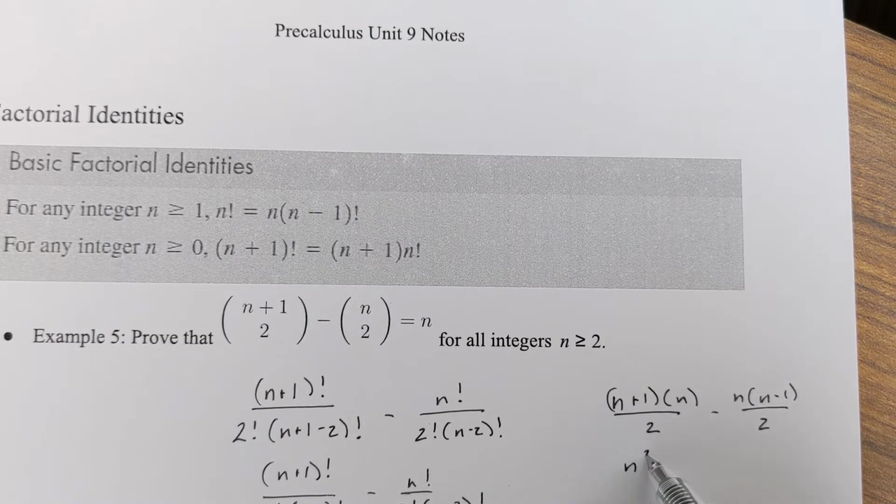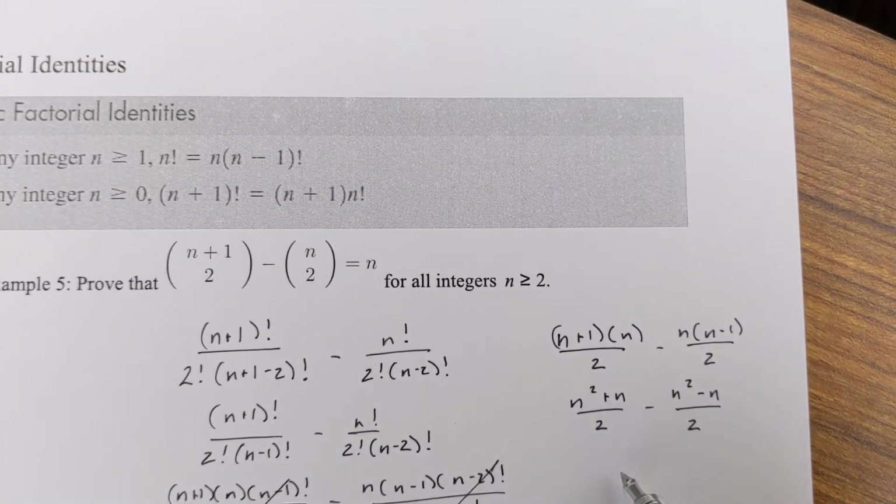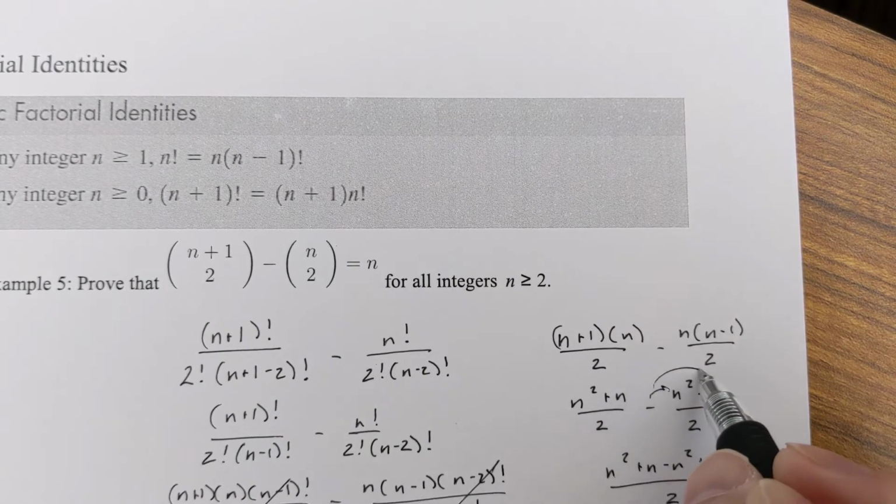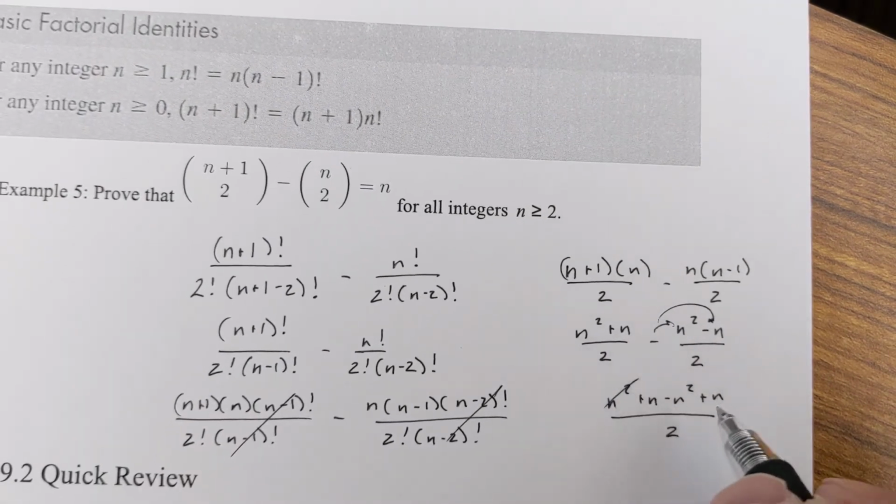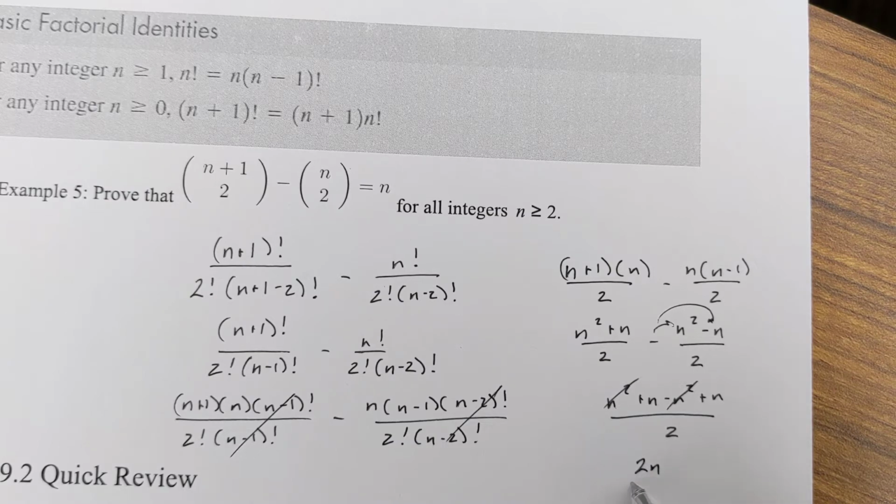So this is n squared plus n over 2 minus n squared minus n over 2. So that's n squared plus n minus n squared plus n all over 2. This negative sign goes to this and to that. So those cancel out. I have 2n over 2, which is just n.